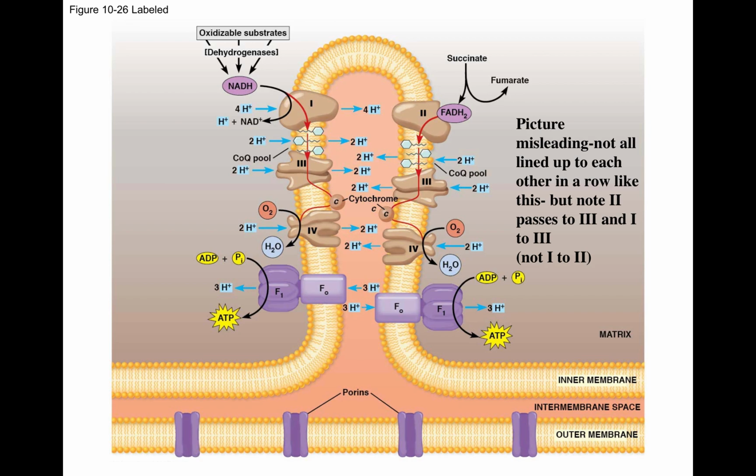If you are dumping off your electrons from FADH2, they're going to enter in complex 2 and then coenzyme Q and then 3 and 4. So 1 never passes off to 2, and complex 2 doesn't move any protons. This is a nice little diagram, but it's not like these guys are all lined up next to each other in the cell. All these proteins are moving fluidly in the inner mitochondrial membrane, and they're bouncing in and out from each other.